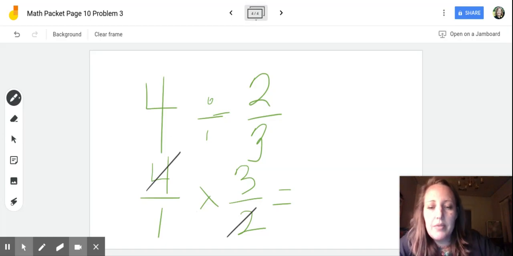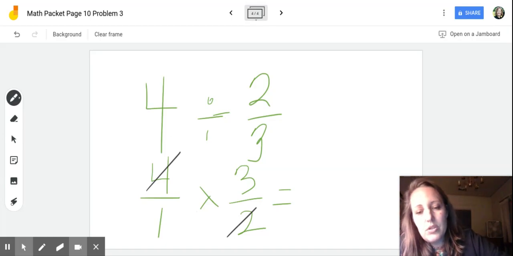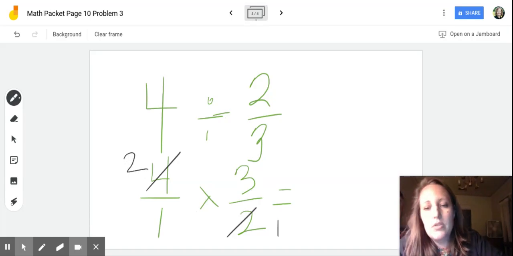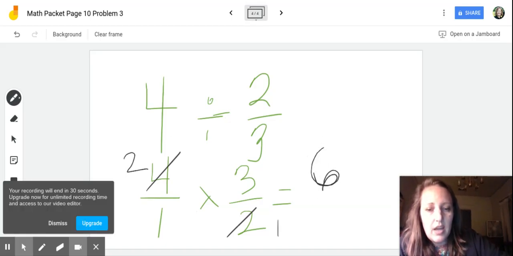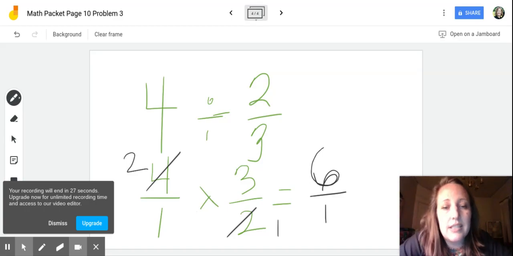4 and 2 have a common factor of 2. 2 goes into 2 one time. 2 goes into 4 2 times. So we're simply going to multiply across. 2 times 3 is 6. That's a 6 over 1, which is 6. Isn't that what we found? 6 friends can eat those 4 sandwiches.